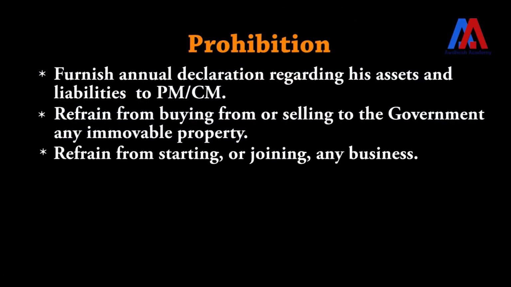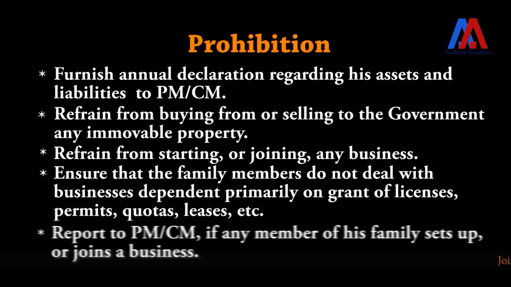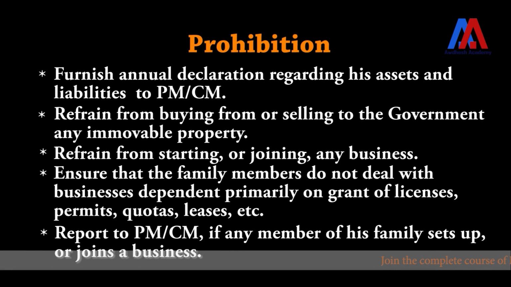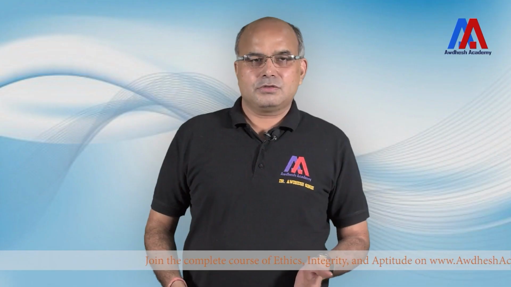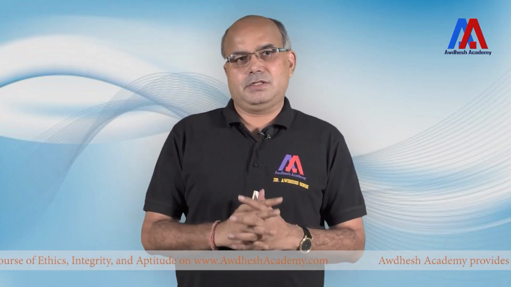They should refrain from starting or joining any business. If the business is already there, they can continue, but they should not start a new business or join any new business. They should ensure that the family members do not deal with a business dependent primarily on the grant of licenses, permits, quota or lease. They should report to the Prime Minister or the Chief Minister if any member of his family sets up or joins a business. So these are the controls which have been put on the ministers.